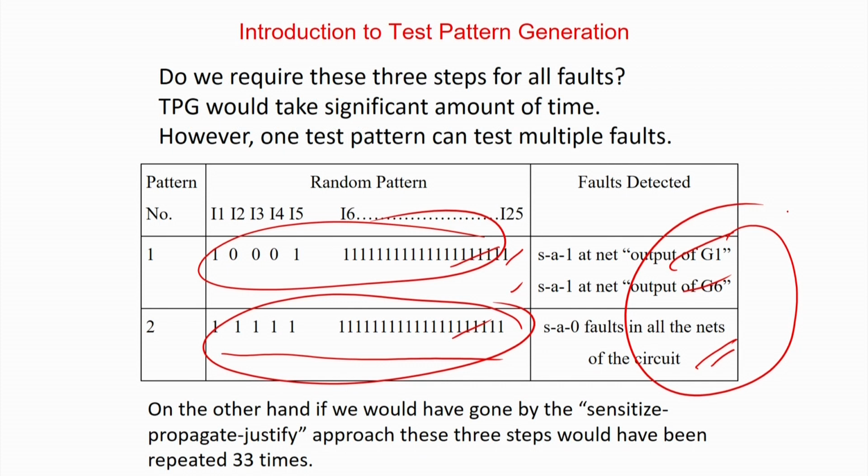I will keep on doing it with random patterns and finally I will find that now there is no improvement. That is, from one random pattern to the next random pattern, the number of extra faults being detected is becoming less. At that time I will stop and start applying the sensitize, propagate and justify approach. So, this deterministic algorithm is not required to be applied for all cases. It will be required only for difficult to test faults and untestable faults.